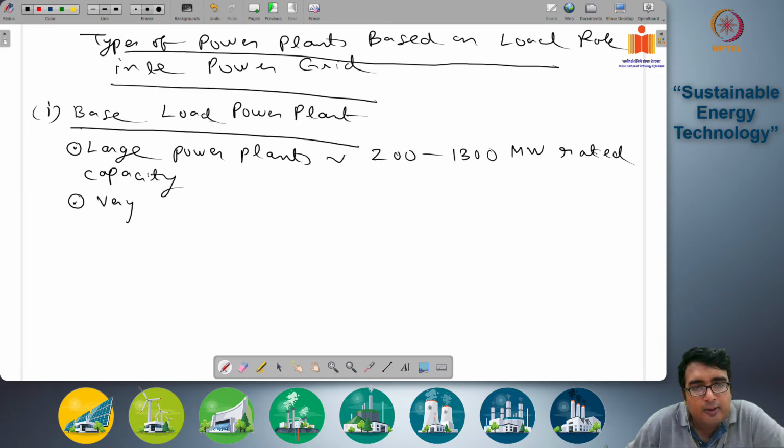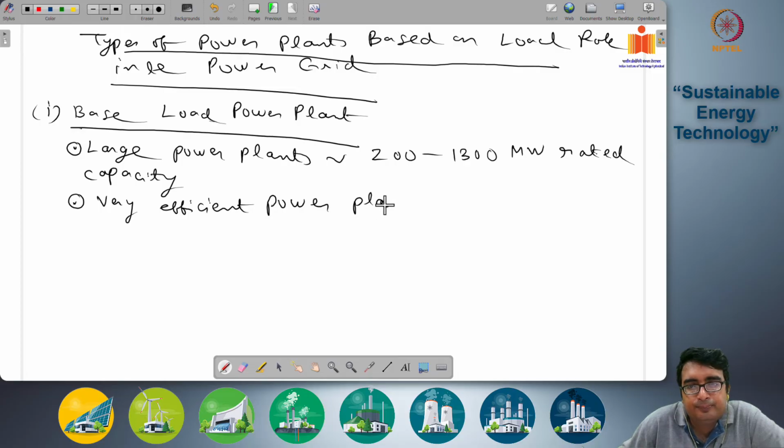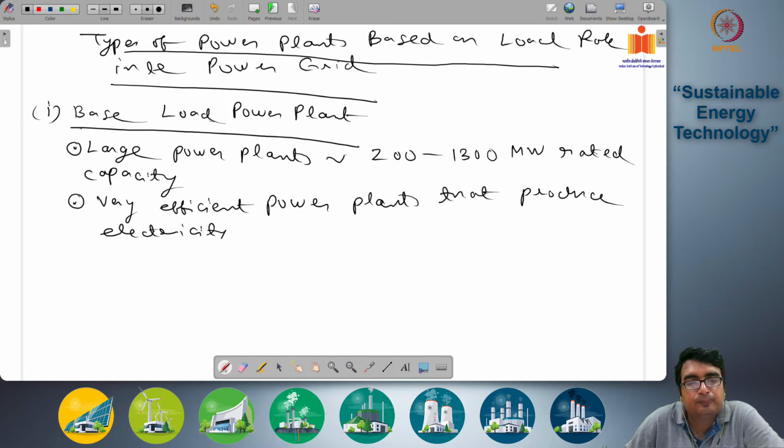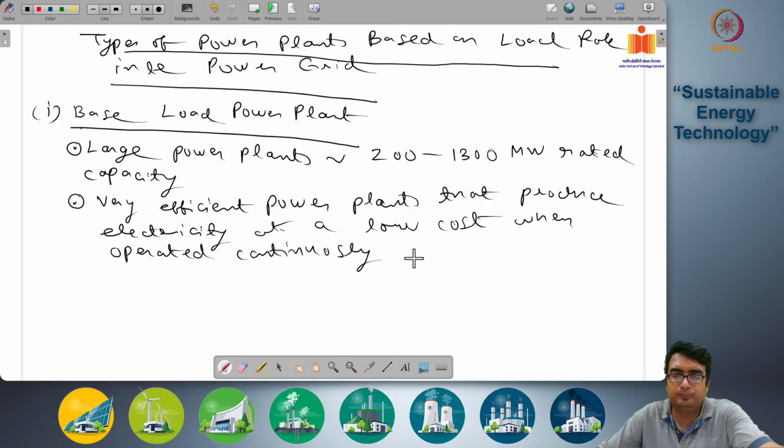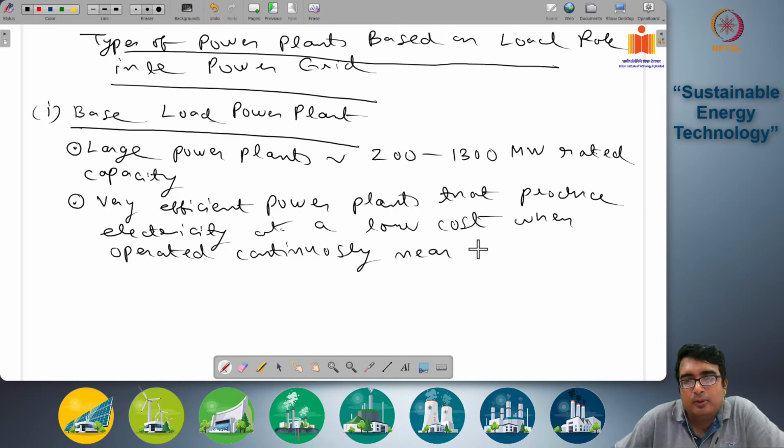These are also usually very efficient power plants that produce electricity at a low cost when operated continuously near their rated capacity.